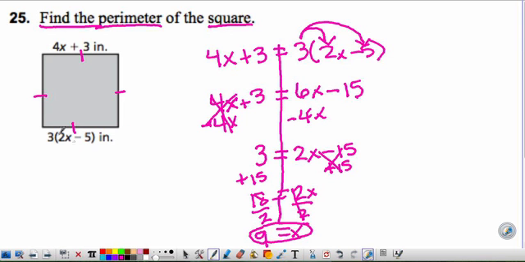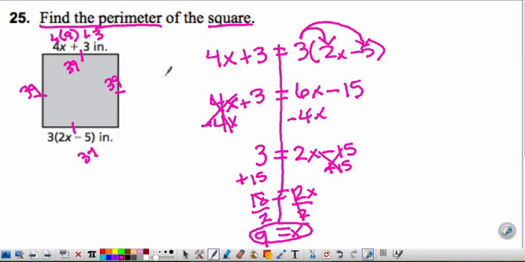Because if I plug it in down here, I've got to distribute, and I just don't want to do all that. So I'm going to plug a 9 in here. So I have 4 times 9 plus 3. What's 4 times 9? 36. What's 36 plus 3? That means all 4 of these sides are 39 inches. So I still haven't found the perimeter. I'm doing all this work, and I still haven't answered the question yet.